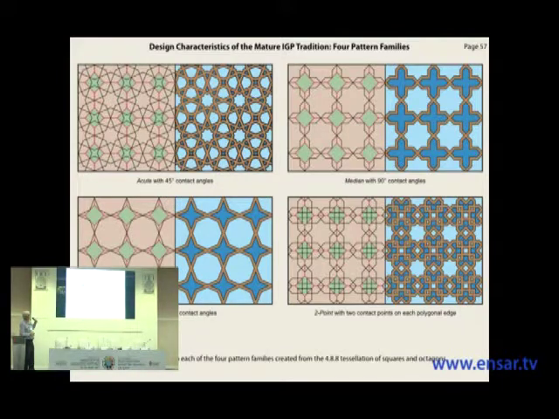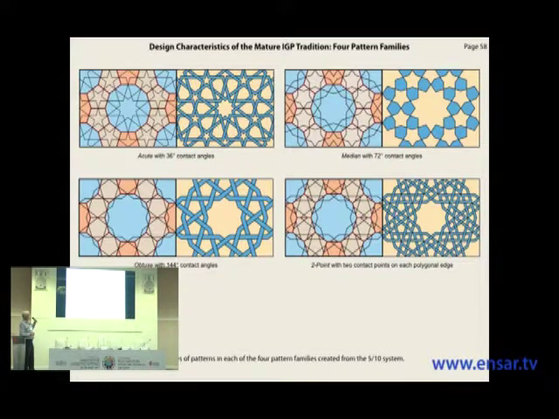So hence their name, 2-point. These four families are used throughout Muslim cultures. That was in the fourfold. This is in fivefold, and you can see the underlying structures, the middle points on the acute, in this case 36 degrees, on the median 72 degrees, the lower left obtuse with 144 degrees, and then the 2-point patterns have 2 points on the edge instead of a single point.